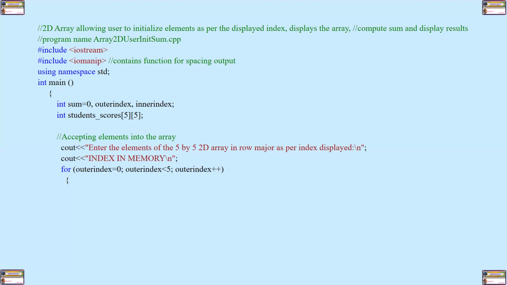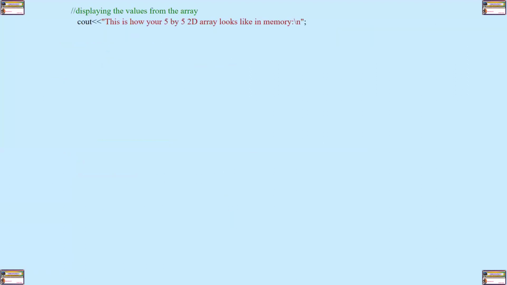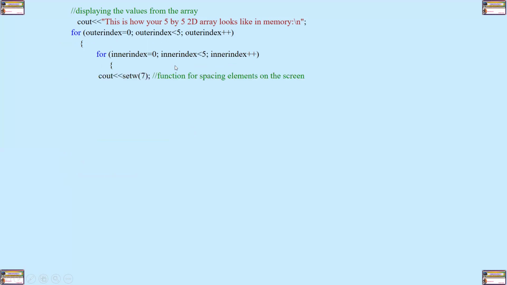Then move out of that inner loop. Increment the counter outer index with 1. So if it was 1, make it 2. And that will continue until outer index is no longer less than 5, and that loop will be terminated. And then from there, a new line will be displayed on the screen. Then to display the values, we just use the same order. That's how our inner for loop and the outer for loop will look like.